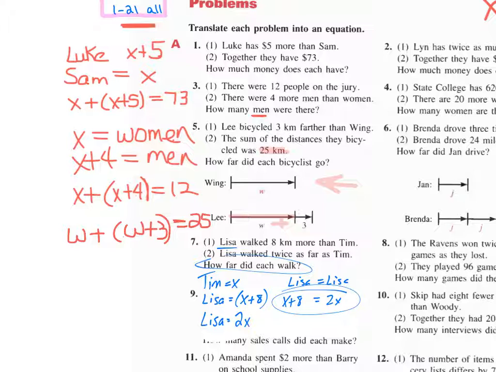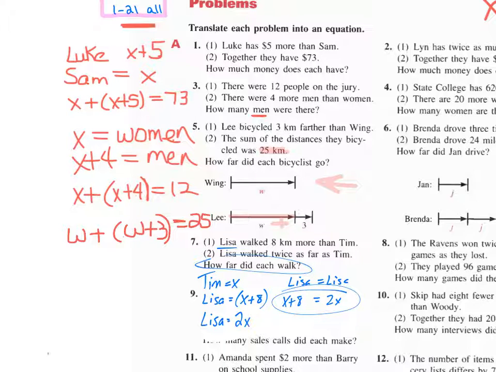Now the answer to number 7 is right there. It's already solved for you. So this one's a little tricky. It says Lisa walked 8 kilometers more than Tim, and then Lisa walked twice as far as Tim. How far did each walk?